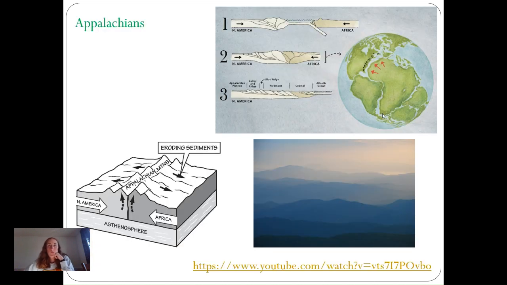A couple examples would be the Appalachians. So the Appalachian Mountains, or Appalachians if you're from Massachusetts. I'm from the South, so I say it differently than you probably do. The Appalachians formed when Pangea was forming and the North American and the African plate collided. And that's basically what pushed up the mountains that we have here on the East Coast today.